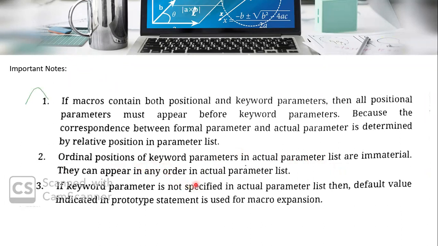They can appear in any order in the actual parameter list. Okay, we can change the parameter order or sequence in the case of keyword parameters only. If a keyword parameter is not specified in the actual parameter list, then the default value indicated in the prototype statement is used for the macro expansion.